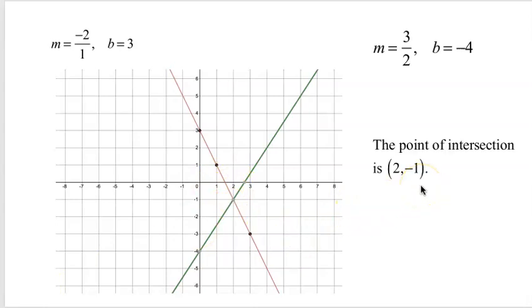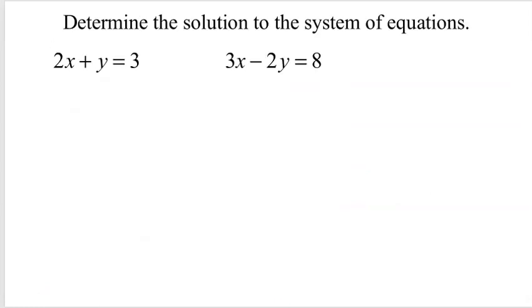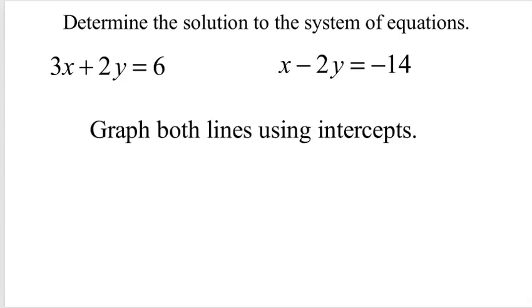Now, we certainly could go through and check that if we were so inclined. So let's go back to the beginning with 2, -1. X is 2, y is -1. 2 times 2 is 4, plus -1 is 3. Check. Works in the first one. 2, -1. 3 times 2 is 6. -2 times -1 is +2. 6 plus +2 is 8. So it does indeed check in both of those equations. So we're certain that that is our point of intersection.